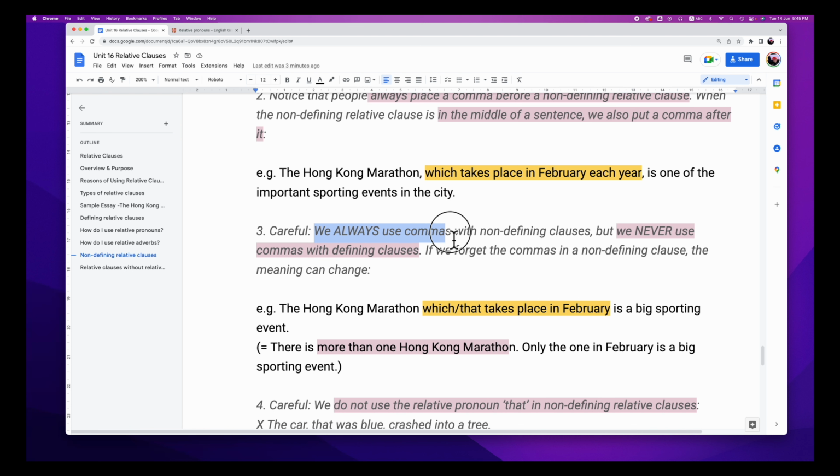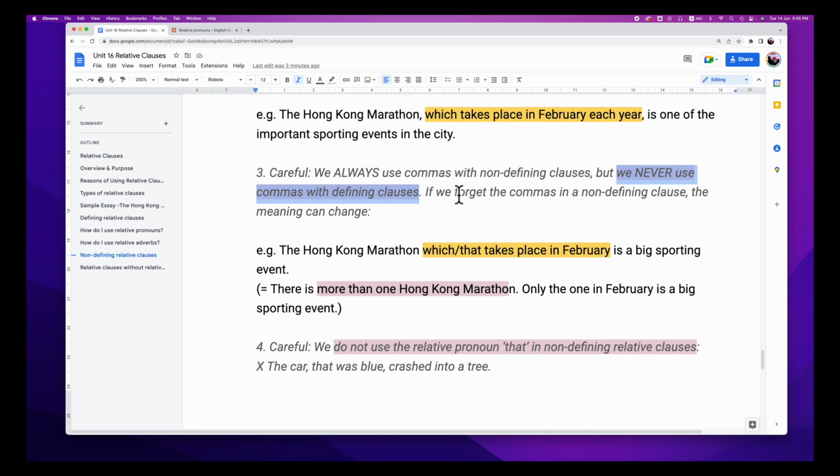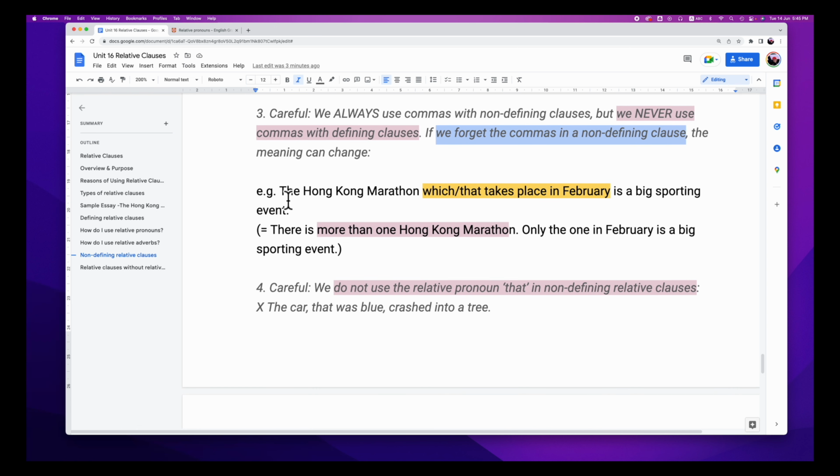We always use commas with non-defining clauses. We never use a comma with defining clauses. Because if we forget the commas in a non-defining clause, the meaning will change. Example: the Hong Kong Marathon, which or that takes place in February, is a big sporting event. If you do not have a comma before the relative clause, the meaning will be slightly different. There is more than one Hong Kong Marathon. Only the one in February is a big sporting event.